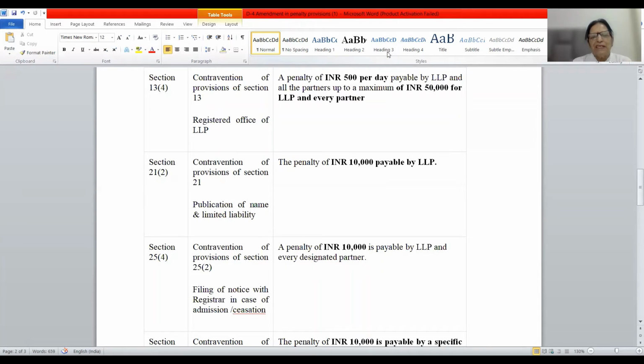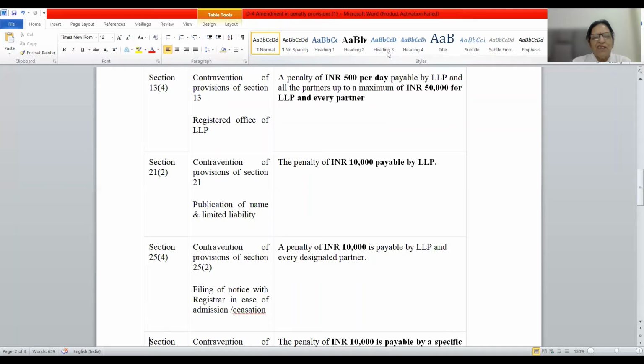And the LLP has to publish its name on all correspondence, invoices. So if there is any limited liability aspect, that LLP has been registered with limited liability, all this must be published. The name of the LLP should be followed by limited liability partnership or suffix LLP. And if there is a contravention of this provision, then there is a penalty of rupees 10,000, which is payable by LLP. So the next point is contained under section 25, subsection 4.